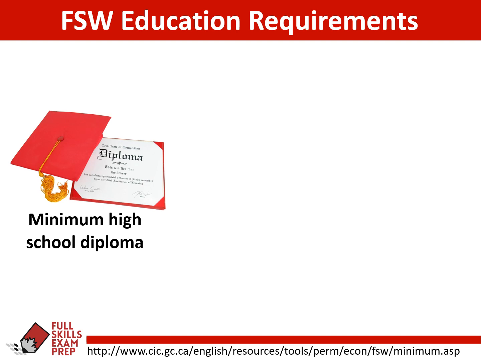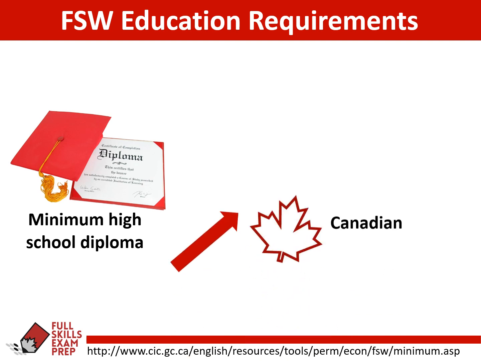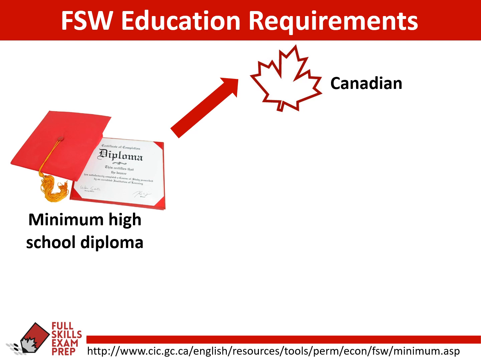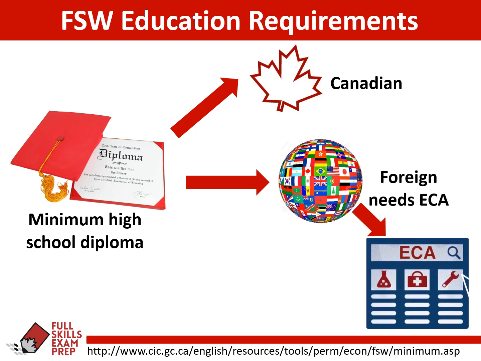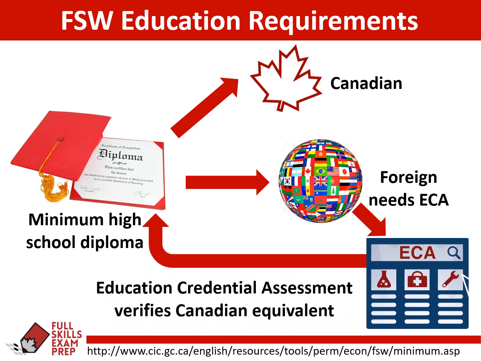Okay, so as we saw, there is a minimum requirement of a high school diploma. The tricky part is that that diploma has to be Canadian. Or if the diploma is from another country, the person needs to have an ECA. Now, an ECA is an Education Credential Assessment. So remember, there are only specific groups that can conduct this ECA. And what this does is it verifies the Canadian equivalent.